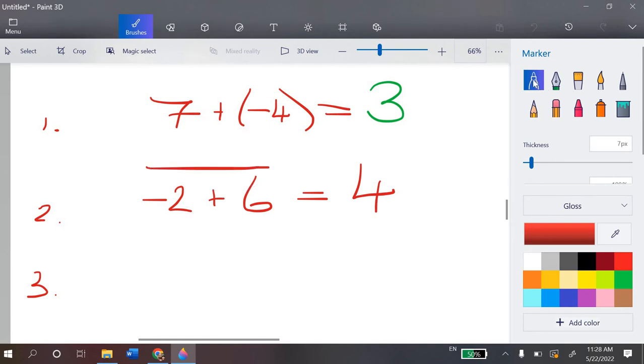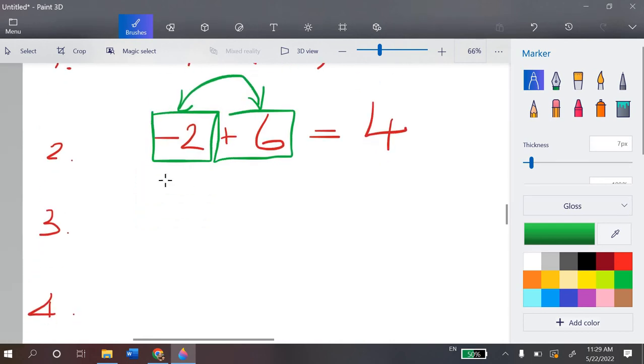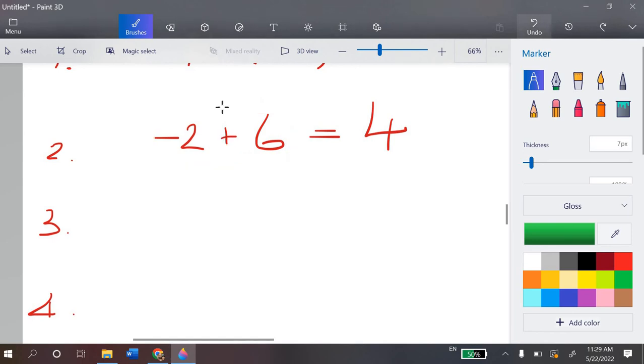If you want, another way you can think about this is you can switch them around. Switch them around if you want, okay? It might be easier if you switch, so it becomes 6 minus 2, and 6 minus 2 is 4, okay? The same thing. You can think like that if you want. Thinking this way might actually be easier. When I see negative 2 plus 6, in my head I think 6 minus 2 equals 4.